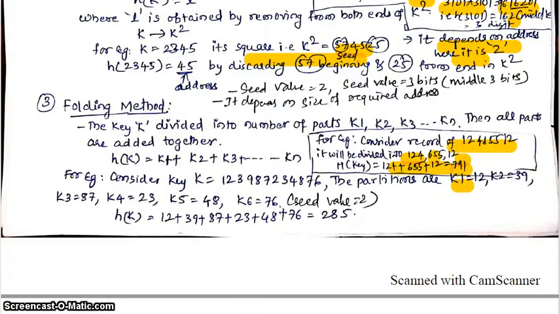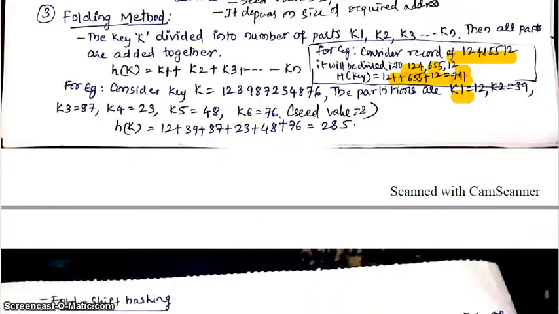And the folding method is also the same. First we need to consider the address size, that is the seed value. If the address size is given as 3, then we need to partition the item into 3 digits and add all the elements. So we'll get the total value. This is with respect to the folding method.